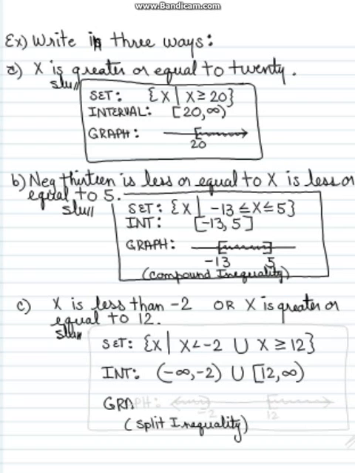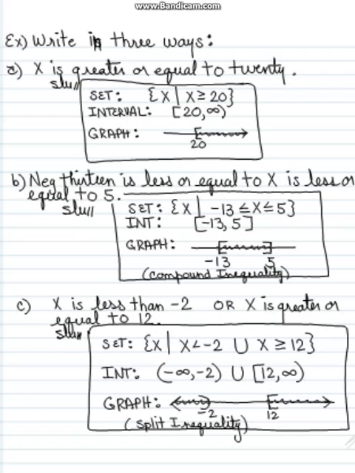The graph: we're going to have a split interval in this situation. We're going to shade everything that's smaller than negative 2, round bracket, because we're not including negative 2. And then we're going to shade everything greater than 12, boxy bracket, because there was an equal portion, and we are including 12. And this type of inequality, which you see has a big gap in the middle, we call a split inequality.